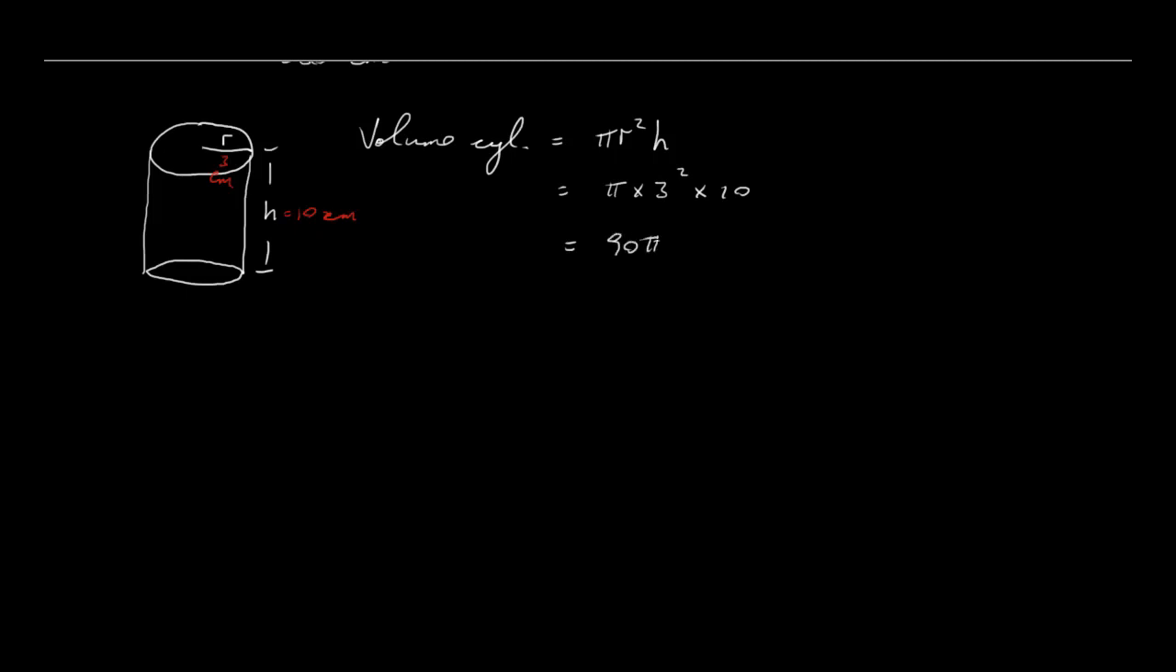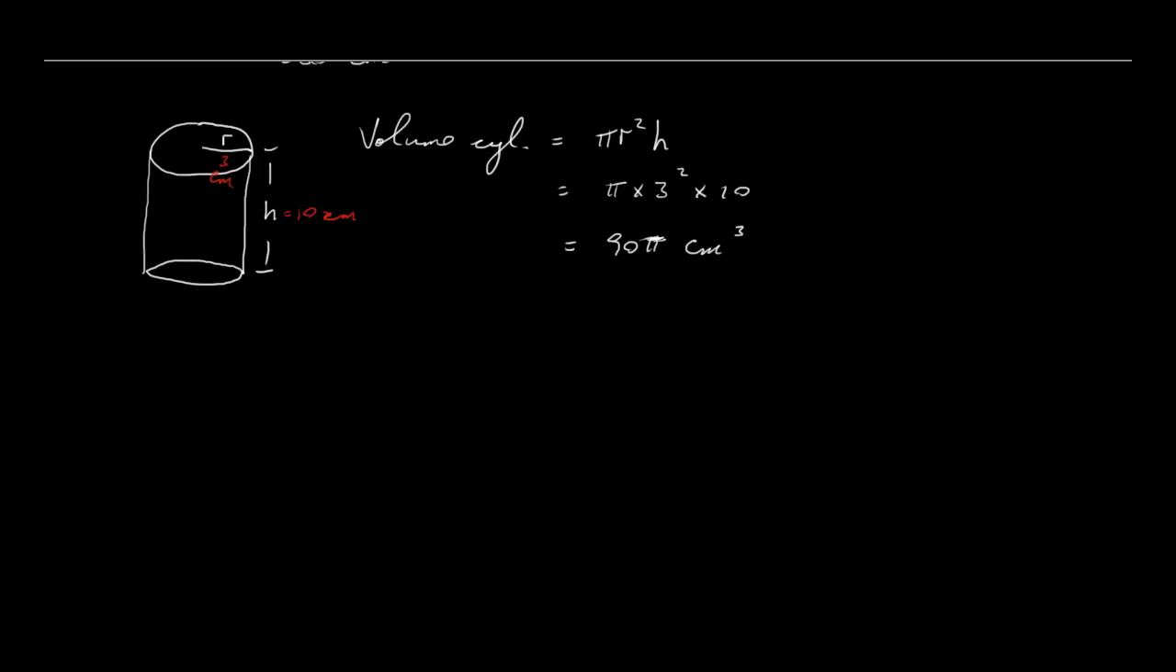We leave the answer in terms of pi, so we leave pi in our answer. So that would be, again, centimeters cubed, because we're talking about volume. So if you needed that to so many decimal places, whatever, you would just multiply 90 by pi, which is 3.1415, and so on. But I'll just leave it in terms of pi in this case. So that's the volume of our cylinder.